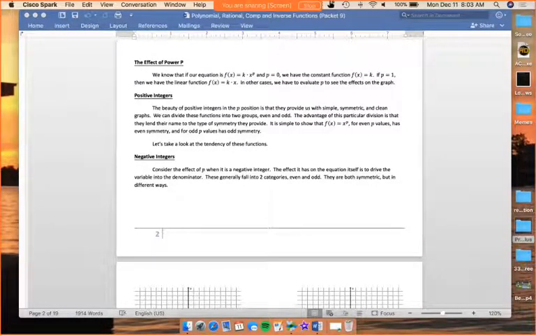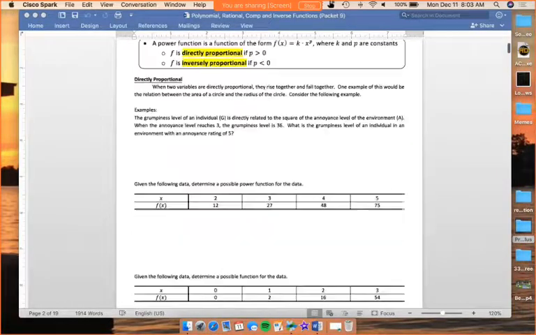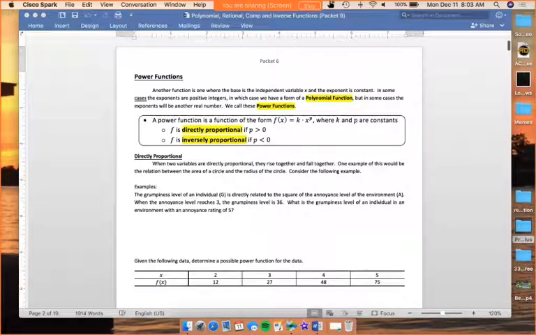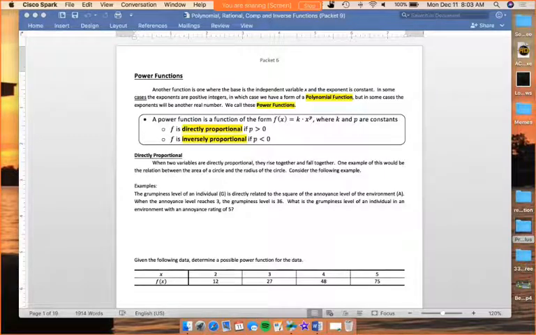So last class we left off, we were talking about direct proportionality. We looked at power functions, and we stuck with basic exponents, with whole number exponents mostly.